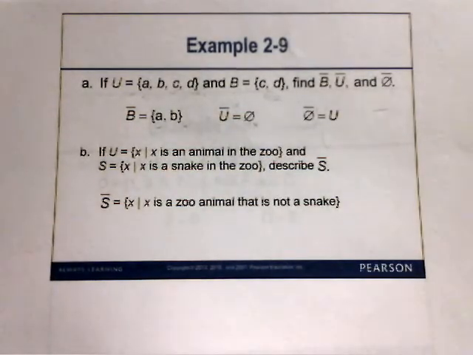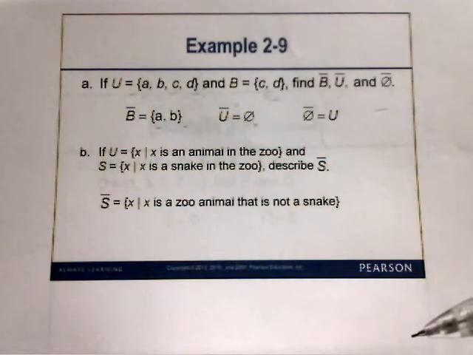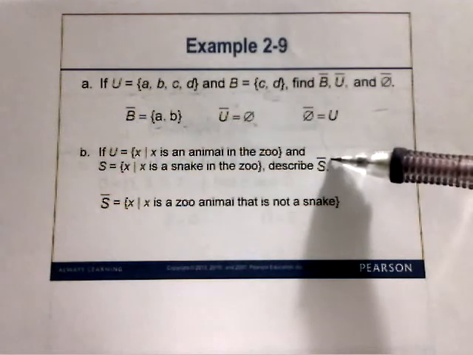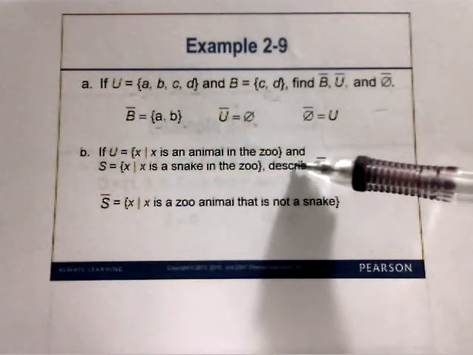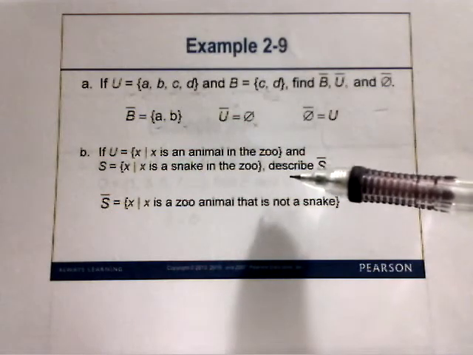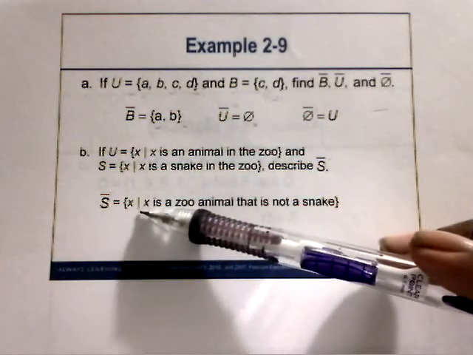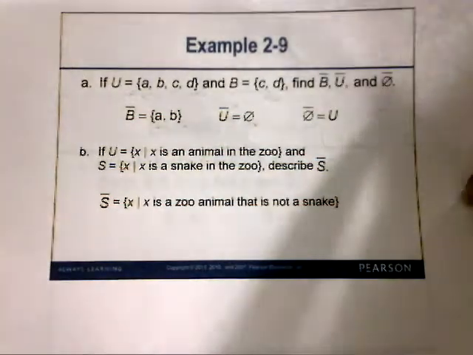And part B, if U is the set of all X such that X is an animal in the zoo, and S is the set of all X such that X is a snake in the zoo, describe S complement, the complement of S. Okay? The universal set has an animal in the zoo. For S complement, you want to take out all the snakes. So here we write this as S complement, or the complement of S, is the set of all X such that X is a zoo animal that is not a snake. So you're excluding all the snakes from the universal set.